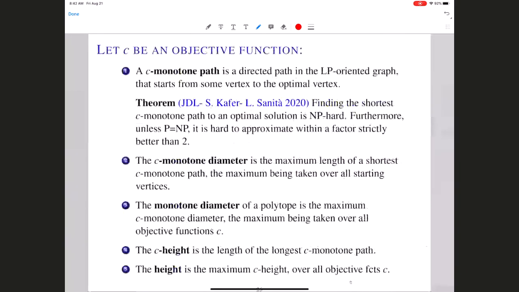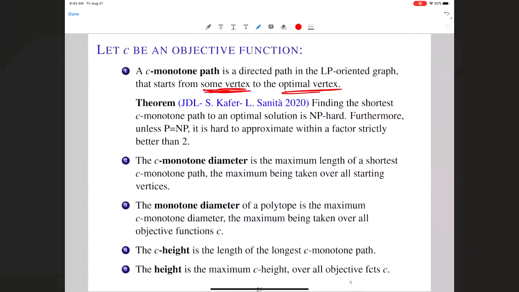So let me just remind you that I'm working on a directed graph, right? I have an objective function C, and that gives me a directed path on this. Now I'm interested in going from some vertex to the optimal vertex. I'm not assuming anymore that I'm starting at the minimum and ending at the maximum. The reason is that sometimes when you look at length, that can be a completely different length. That doesn't help you. When you are counting paths, yes, it's fine, but when you are considering the length, you need to start at a particular vertex and then end at the optimum.